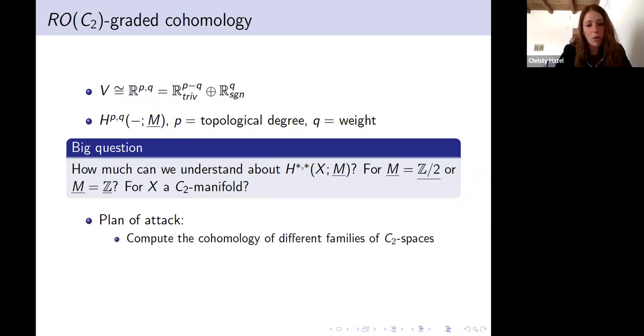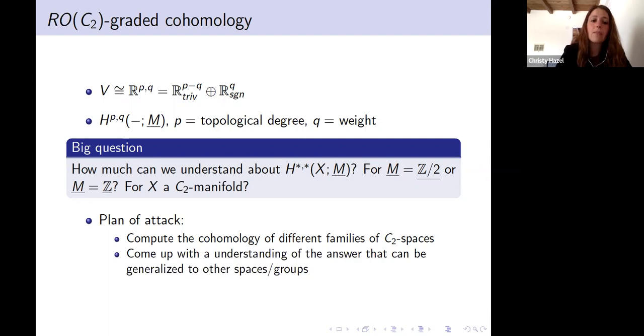First, we can do a bunch of computations. We can compute the cohomology of lots of different families of C2 spaces. And then once we have these computations, try to come up with a geometric understanding of these answers that ideally can be generalized to other spaces or even other groups of equivariants. So this is the big overview of what my research program tries to answer. In my last couple minutes, let me give you an example of one of my projects just to show you how this plan of attack might go in practice.